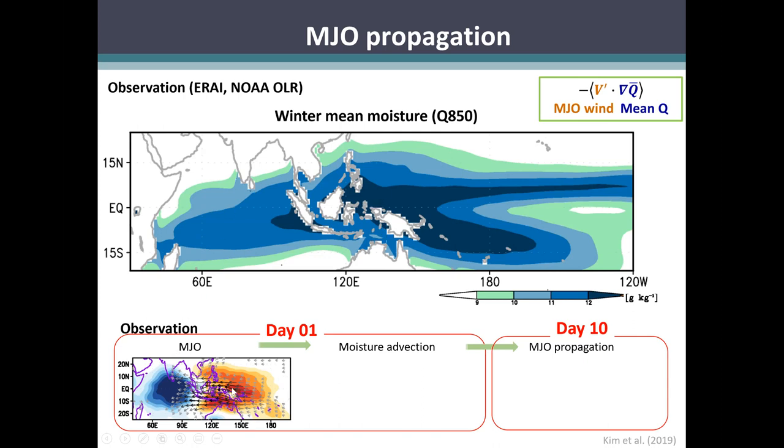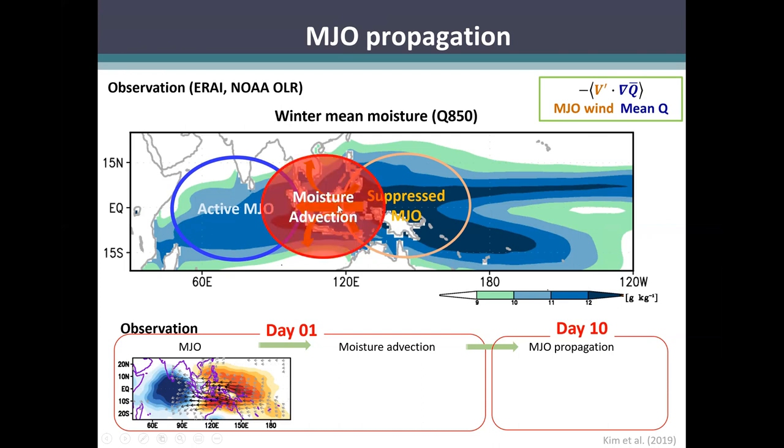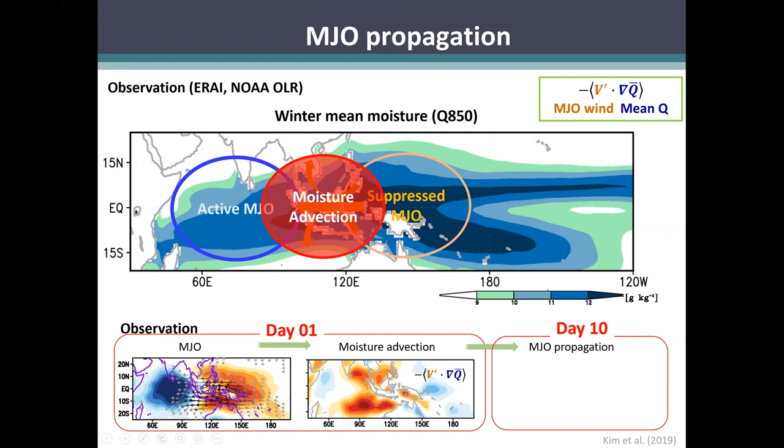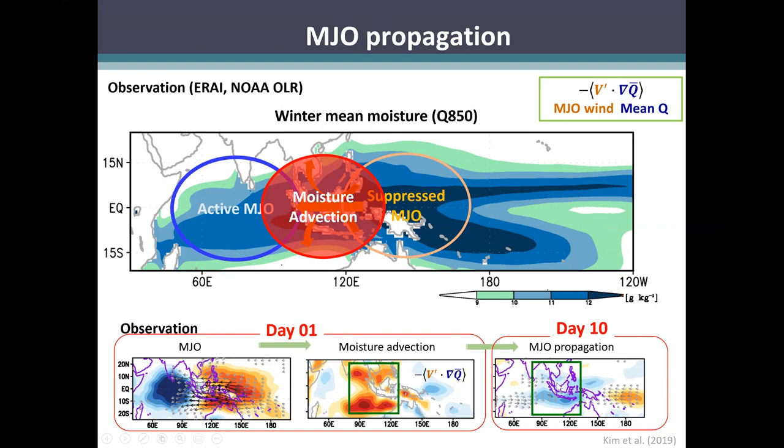So here, for example, in the initial condition, like say on day one in observation, when we have the MJO in the Indian Ocean and the suppressed phase in the Western Pacific, this active MJO convective anomaly induces the Kelvin wave response, and the suppressed MJO induces the Rossby wave response. Together, the V prime, the MJO-related wind, advects the mean moisture in between these two. If you calculate this moisture advection from ERA-Interim, then after 10 days the MJO propagates to where the moisture tendency is positive.